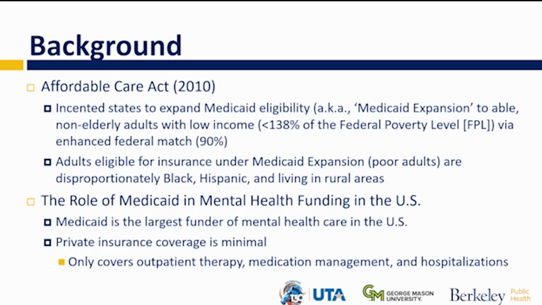So the impetus of this was the Affordable Care Act. And this was all written by Genevieve for an international audience. So a number of states were incentivized to be Medicaid expansion states, where they would cover you if you're below 138% of poverty. And for some strange reason, that is the same across all the US instead of being adjusted for cost of living and purchasing power, and it is what it is. And adults that were eligible for insurance under Medicaid expansion are going to be disproportionately Black, Hispanic, and living in rural areas. And again, as we saw in the previous presentation, Medicaid is the largest funder of mental health coverage in the US.